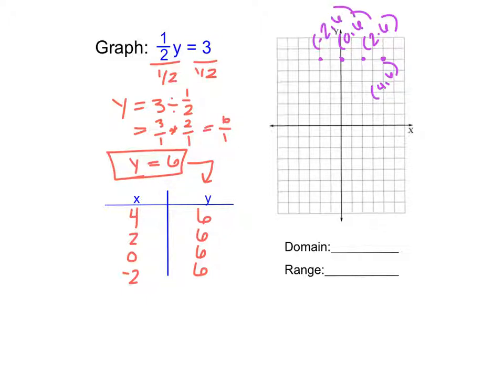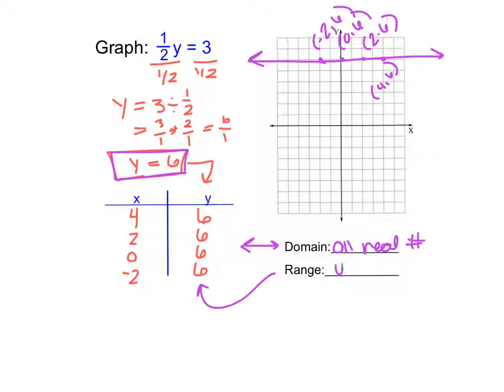So what I'm noticing here is that I have a horizontal line forming, and that's what happens when I have y is equal to 6. All of my y values equal 6. X's can be anything. So then from here I notice for my domain, I'm going forever left and right, so I have all real numbers. And my range, I notice that my only output is y equals 6, so my range is just one single value, y equals 6.